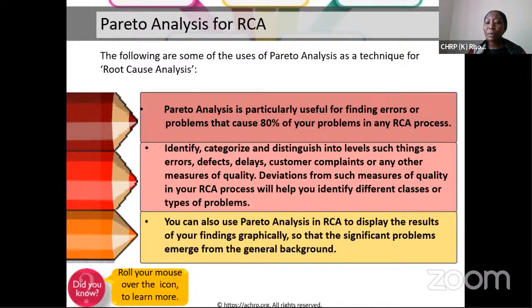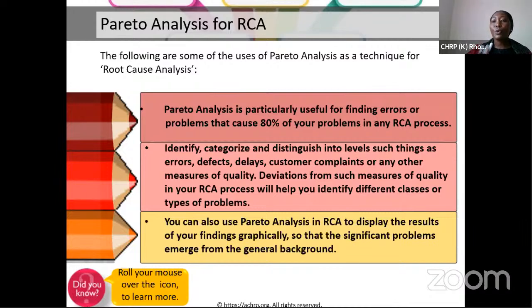Then the other thing, you can also use Pareto analysis to display the results of your findings graphically. And then once you are able to differentiate, these things could be quantifiable in measures, they could be counted, maybe the number of errors, the number of returns, the number of defects, so you look at those things that could be distinguished, identified, and categorized into clusters, so that for Pareto analysis, it involves drawing of graphs and charts. So they must be identifiable in that format. Then the purpose of categorizing them is so that you come up with different graphs and bars.